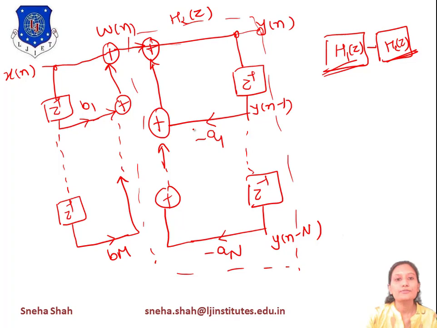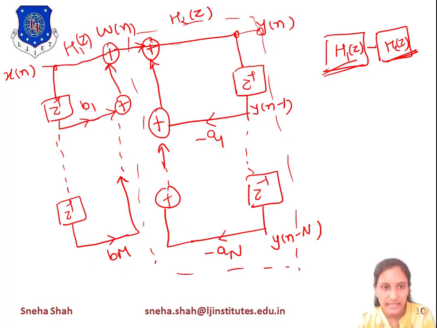So this is the final answer. This one is h1 of z, this one is h2 of z. So this is the final structure of direct form 1. Now from this, if we compute the computational complexity for this structure, then what will be the computational complexity? How many multiplications are there?